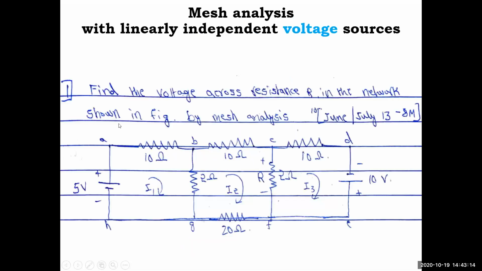Note down the problem. Find the voltage across resistance R in the network shown in the figure by mesh analysis. Actually, I am going to solve two concepts in one problem here. One question paper asked for the voltage across resistance R, which is the voltage across this 2 ohm resistance. For that I need to know the branch current here, so I should know these mesh currents. If I know that, then (I2 minus I3) into R will give me the voltage across the 2 ohm resistance. So I need to find the mesh currents.